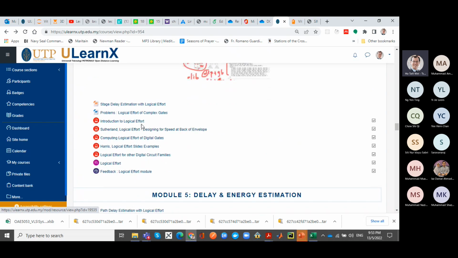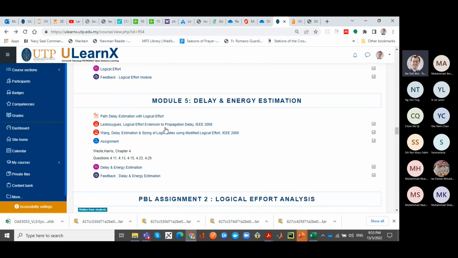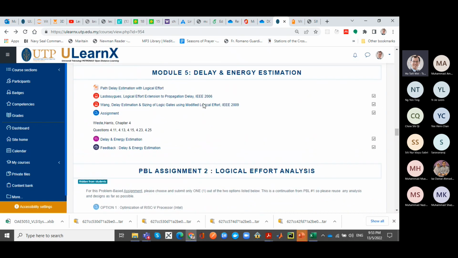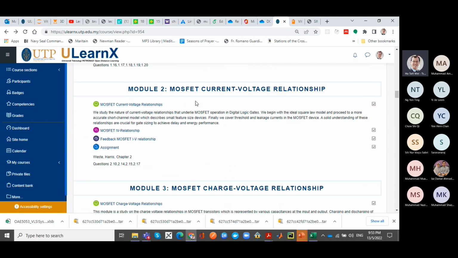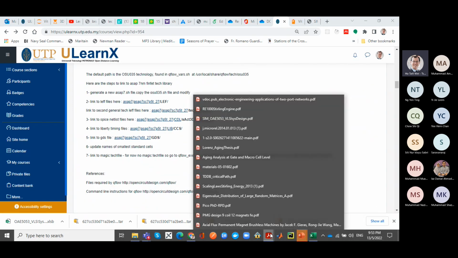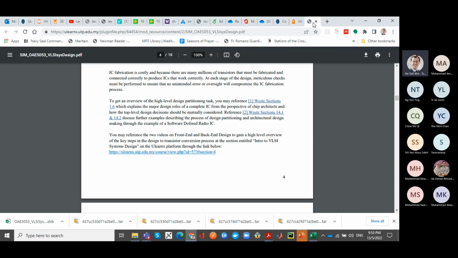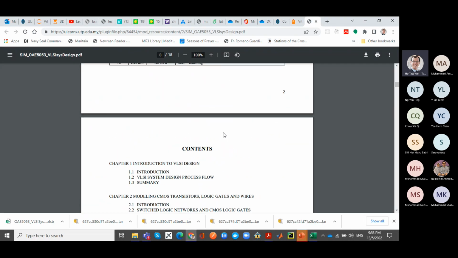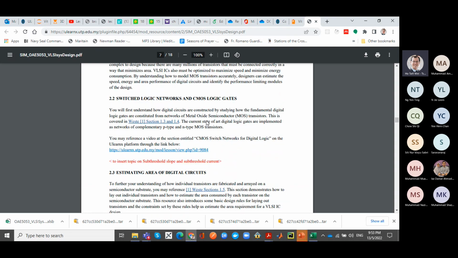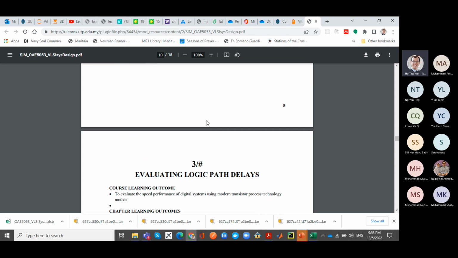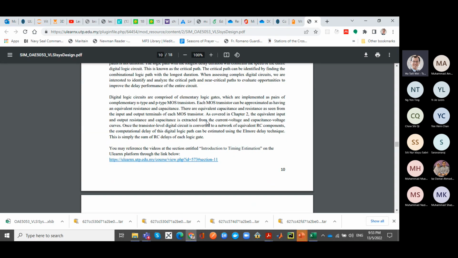So for example, here for logical effort, a lot of other additional materials. Here they're just doing the path delay and estimation. There are some journal articles and some slides here for you to review. But your starting point guide on what to read, what is the reference, will come from this self-instructional material, which gives a big picture of how things link together and where to find the resources, which chapters and all that.